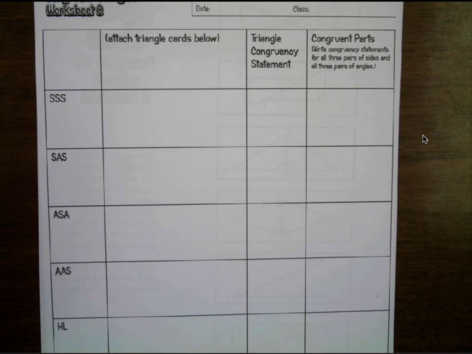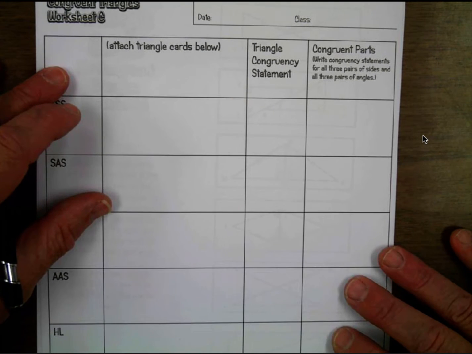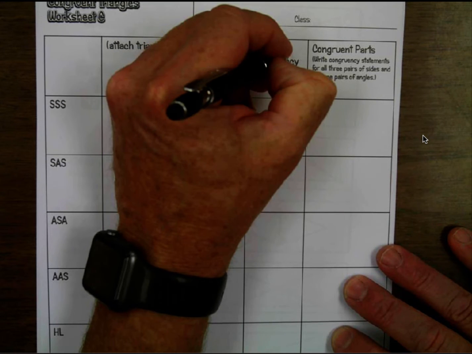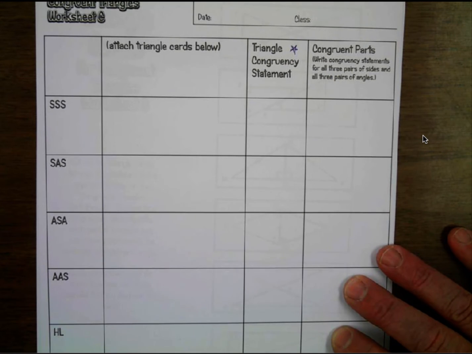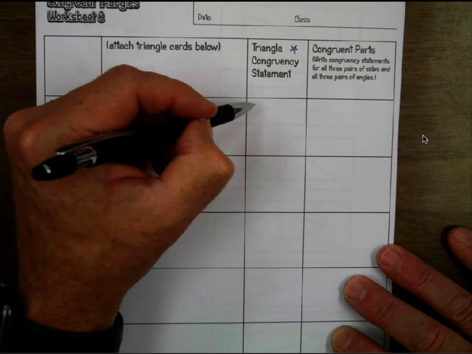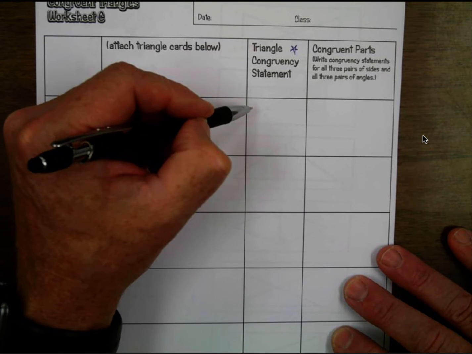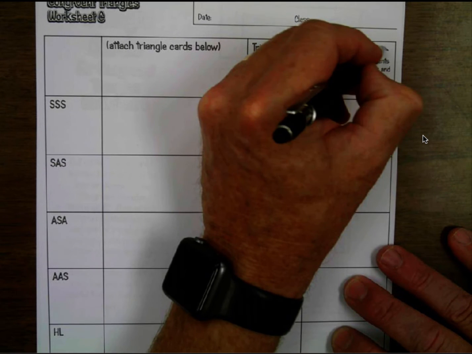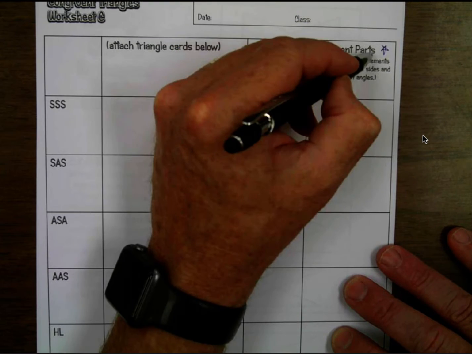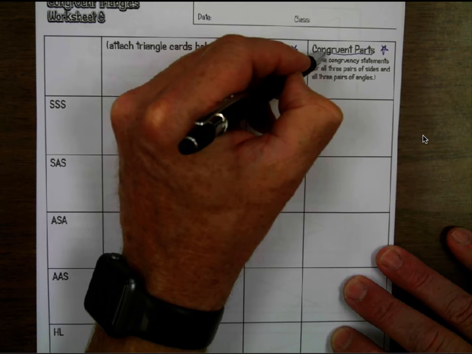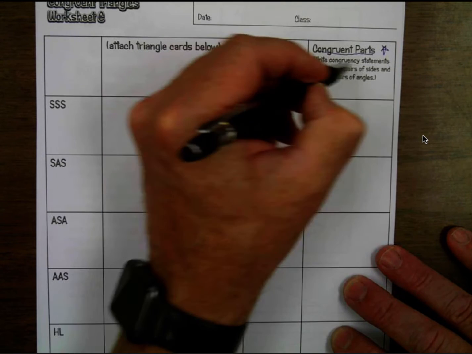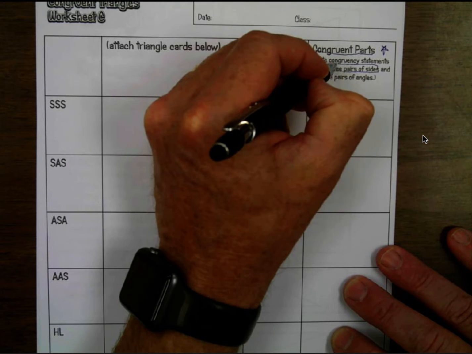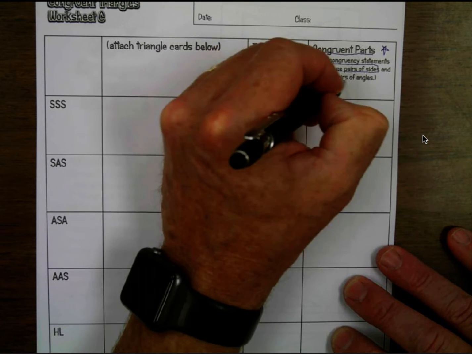Then here is the other part, and you have plenty of time, so don't panic on this and don't freak out because you have to write a little bit. You need a triangle congruency statement. That's like saying triangle ABC is congruent to triangle DEF. Then here's where it takes a little bit of thinking. You need to come up with all the congruent parts. And if you remember, you have 3 pair of sides and you have 3 pair of angles.